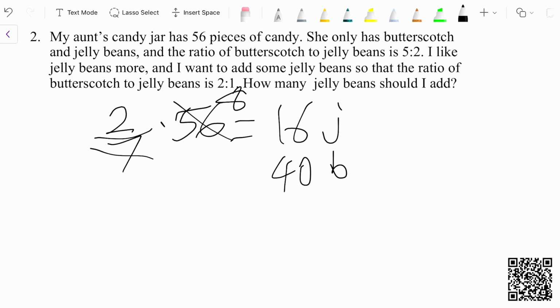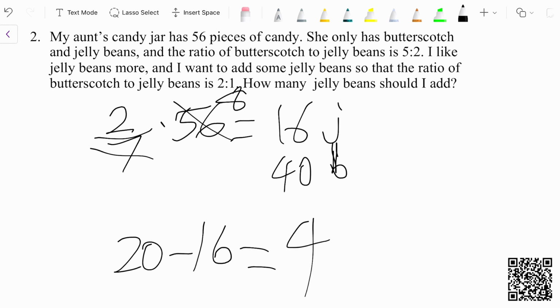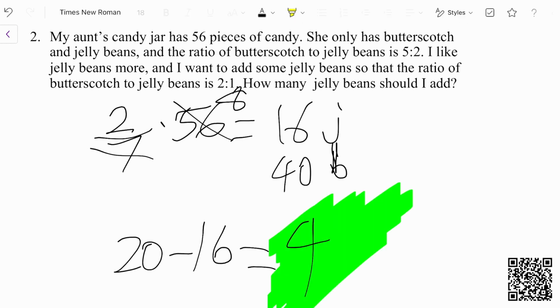And we have to make it so that the jelly beans are half the amount of butterscotches. And half of 40, because they're not going to add in any more butterscotches, is 20. That means 20 minus 16 is how much he has to add in order to make it half. So the answer is 4, since 16 plus 4 is 20.